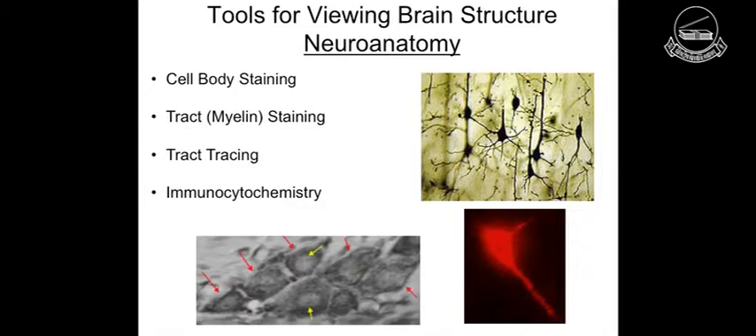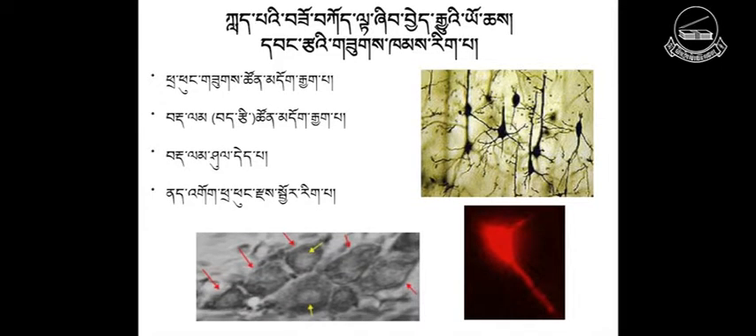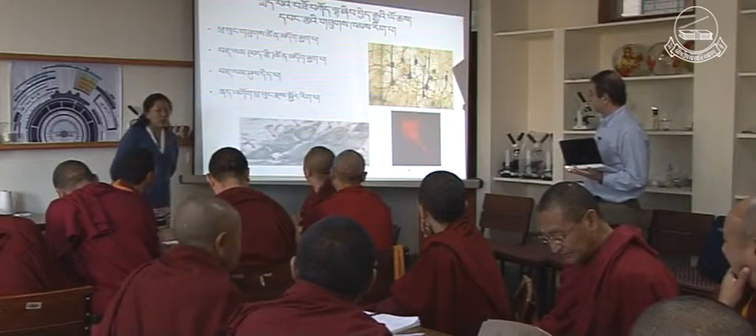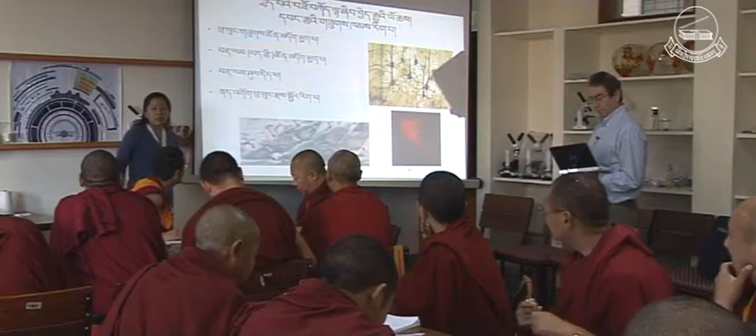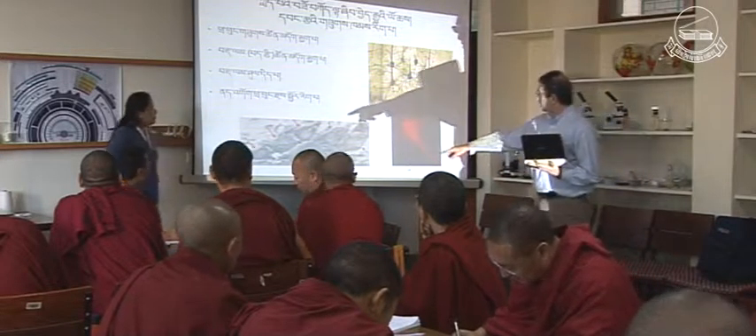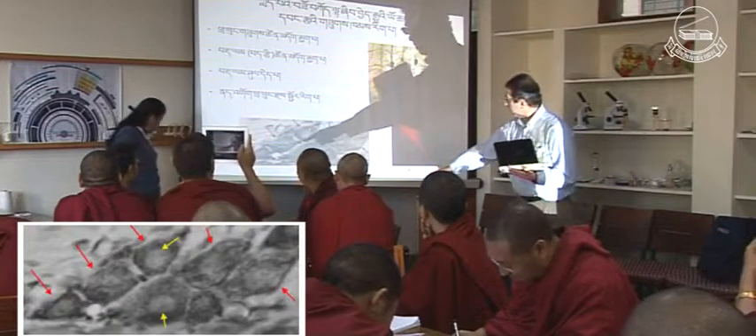So we'll start with how we know what nerve cells look like. And this is the neuroanatomy of brain cells. The first thing that scientists can do, and what has been done for more than 100 years, is to stain the cell body of a nerve cell. And that's what's shown here in this picture. So the large circular type of structure here, this is the cell body.